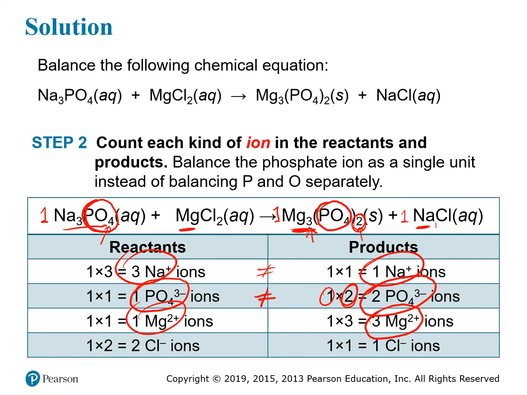And then the last ion is chloride. On the left-hand side, we have 1 magnesium chloride, but it has 2 chloride ions in it, so that's a total of 2 chloride ions. On the right-hand side, we have 1 sodium chloride. Each sodium chloride only has 1 chloride, so if we only have 1 of those, that's 1 chloride ion. And so again, none of these ions are balanced here. So we're going to have to do some balancing in order to make this work.